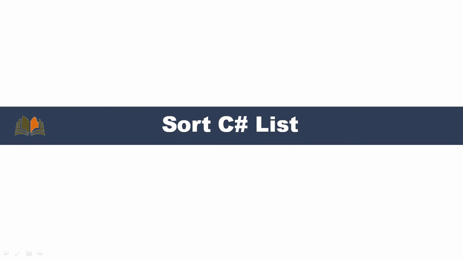And today in this video we will talk about how to sort a C# list. First of all we will take a list and add a couple of items into it, and after that, by using the sort method, I will sort that particular list.